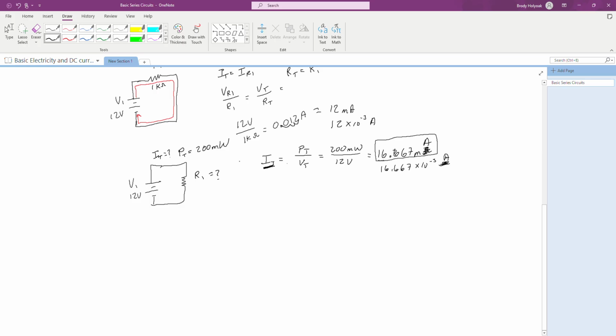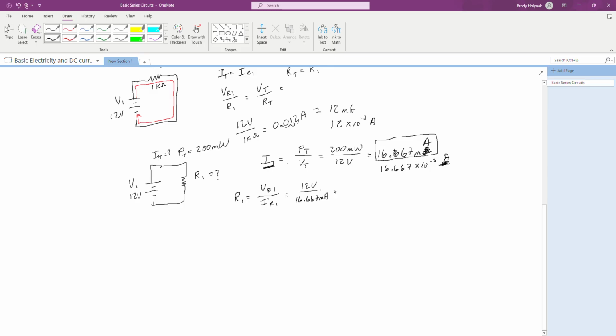And now that I have current and I have voltage, I can then solve for resistance. So my resistance of R1 is going to be the voltage of R1 divided by the current of R1. Now voltage of R1 is going to drop everything, input, output. So 12 volts has to be split up across everything. The only thing that's there is R1. So I get 12 volts across that. And then my current is 16.667 milliamps. And volts divided by amps is going to give me ohms.